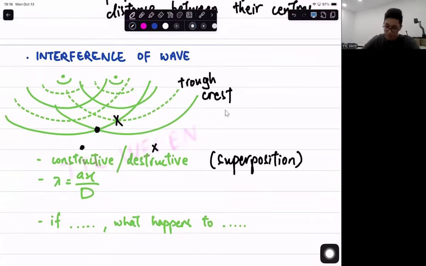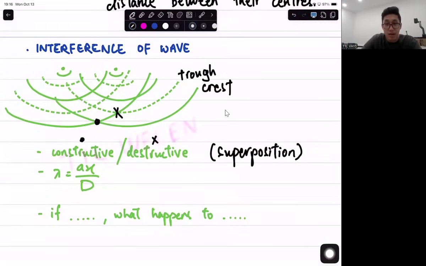And then the formula, lambda equals to ax over D. Make sure you know what all the things are. So the distance between the sources, that's your a. Okay, that's your a. The distance from one node to the next node, or one antinode to the next antinode, is your x. Okay, so meaning from loud to loud or soft to soft, that is your x. Okay, so if I were to find an example here, let's say you see here and here. This one is one.